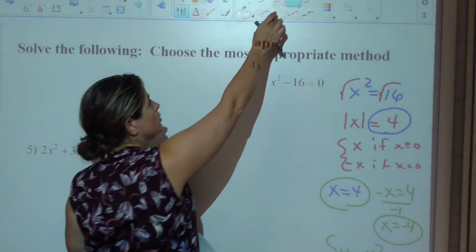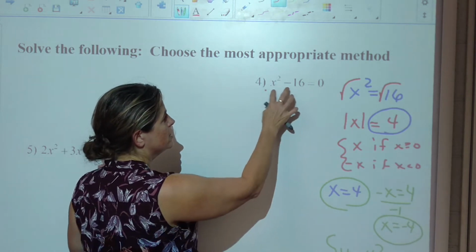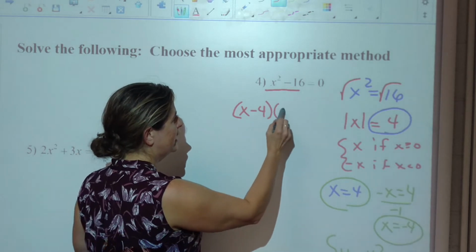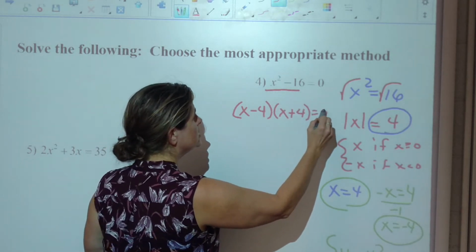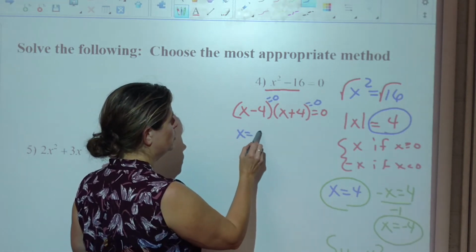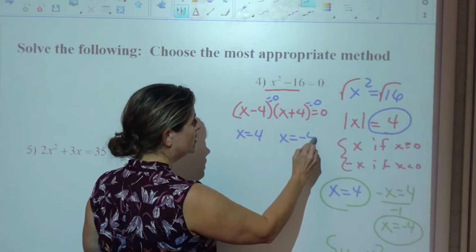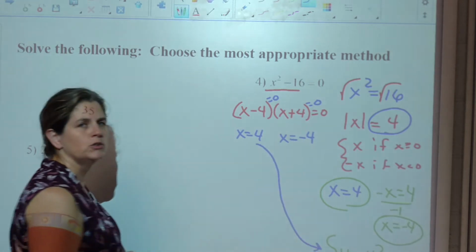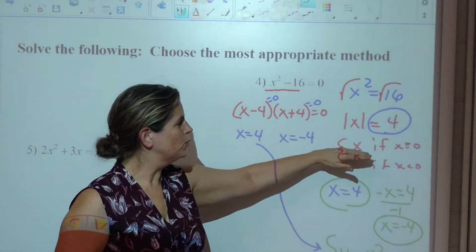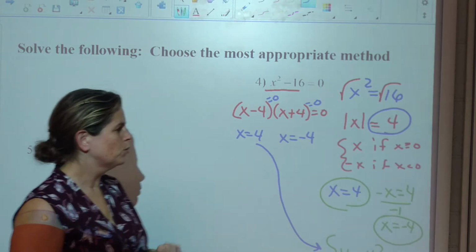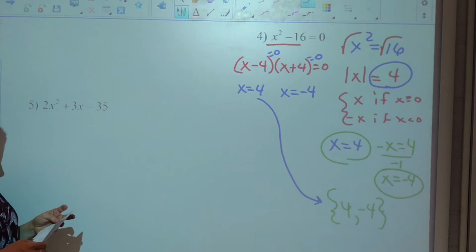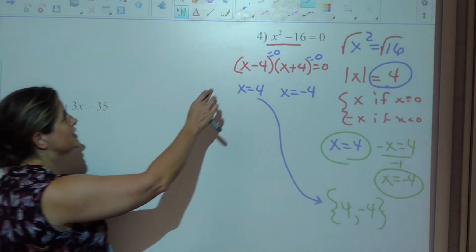It's a little more work to do it that way than if I chose to factor this. This is a difference of squares. I could say that's x minus 4 and x plus 4 equal to 0. So I just set both pieces equal to 0 and x equals 4, x equals -4, and there's my two solutions. Your choice, but if you choose to solve it this way, you have to write the piecewise and show the work for that.